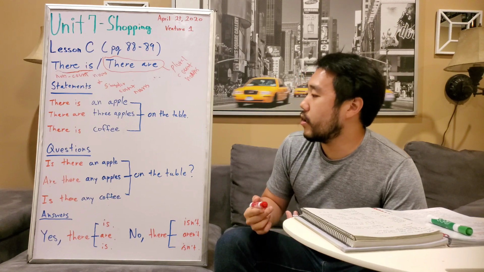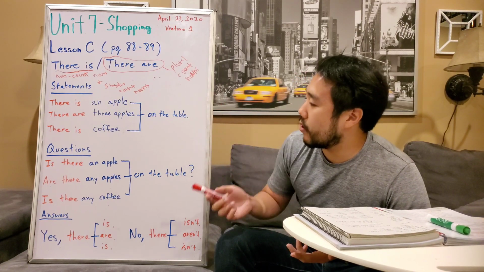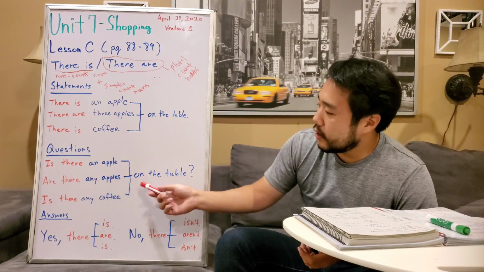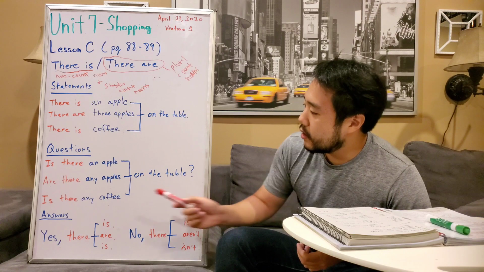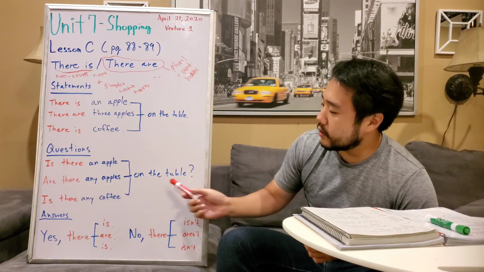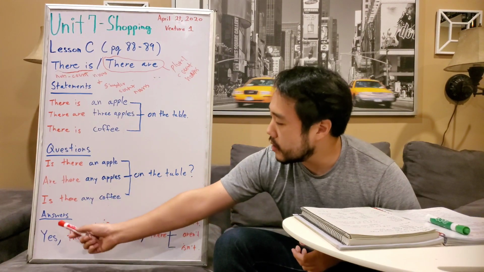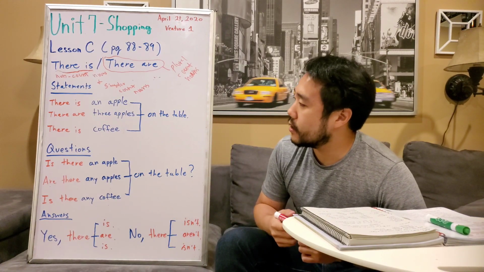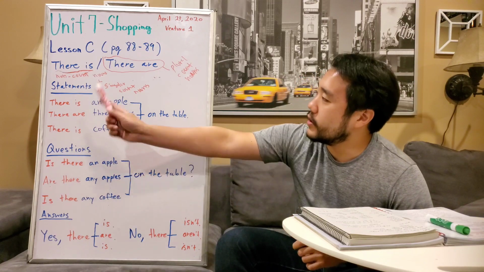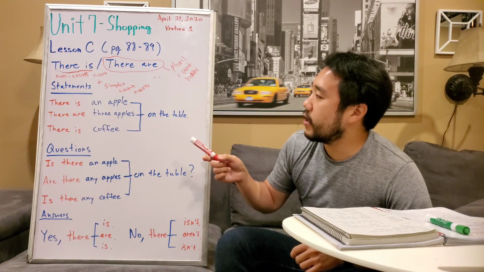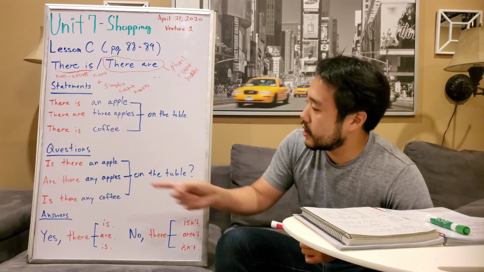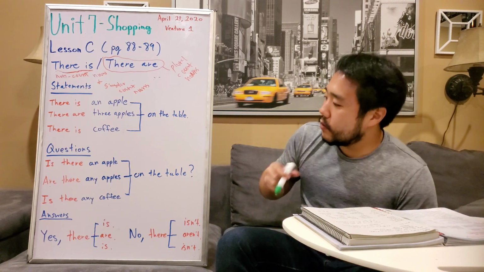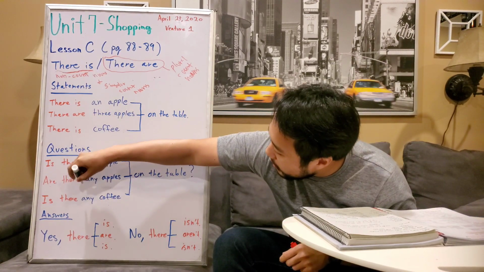How do we form questions with there is and there are? Here we can see it. Questions: "Is there an apple on the table?" "Are there any apples on the table?" "Is there any coffee on the table?" The same rule applies, where "there is" is used only for non-count nouns and singular count nouns. You can see it here and here. And when you ask questions, we use the word any.